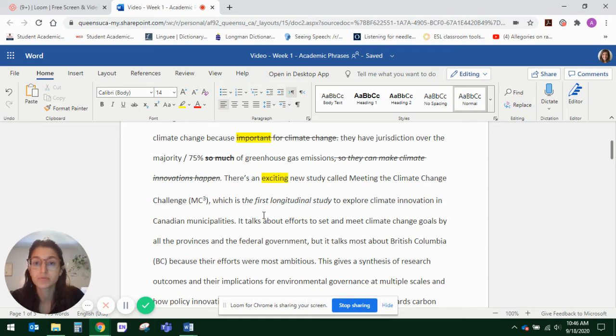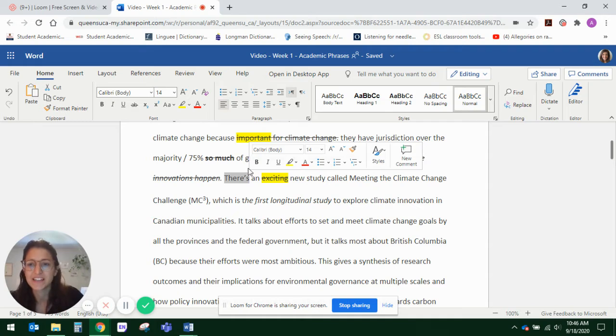So in order to improve this, once again, I'm going to get rid of that vague modifying word that doesn't really do anything explicitly for my argument. And instead, I'm going to restructure this sentence so that I'm being direct from the beginning. I'm going to get rid of this empty subject and verb as well.